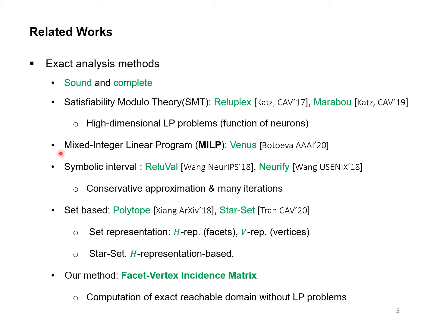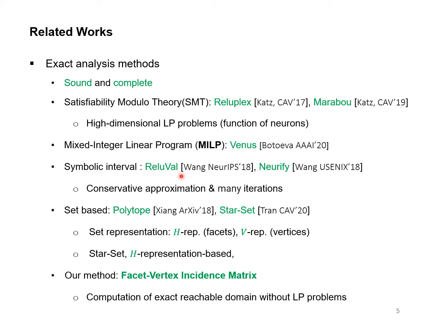The second category is the mixed integer linear program based. There is work like Venus. In this work, they encode the whole neural network using the mixed integer linear program, and then similarly deal with the high-dimensional LP problems. The third category is the symbolic interval method, which is an over-approximation method.